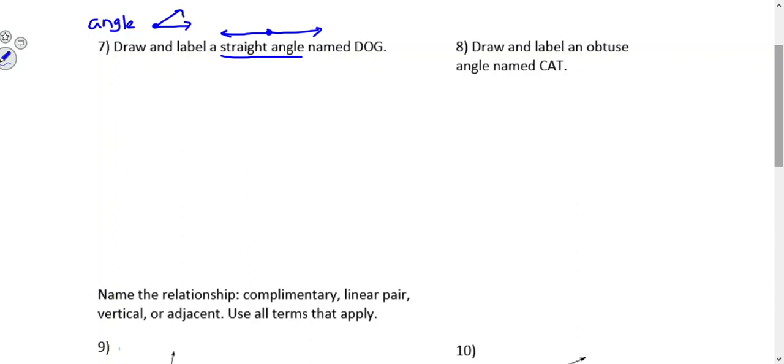So let's draw one and name it DOG. We know we have a vertex in the middle and 2 rays going off from it. It's very important that the middle letter is our vertex. So O needs to be in the middle. And then we can label points on either side of it, D and G. And if we were to write it out, we'd put an angle symbol, DOG.